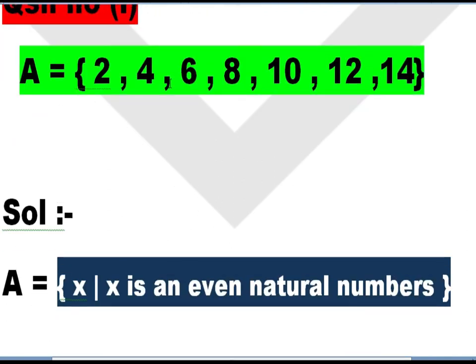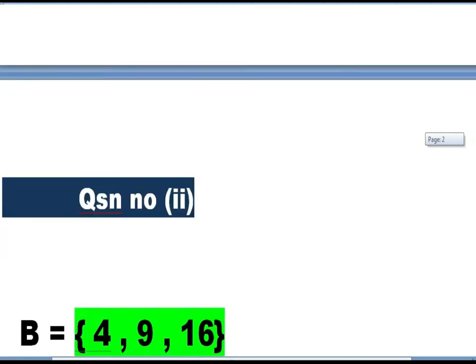What did we do first? We found out which are the numbers. These numbers are natural numbers. Second, these numbers are even numbers. It means we had to combine them and we will get our answer. The answer is x such that x is an even natural number. Hope you got it. We'll go for next.